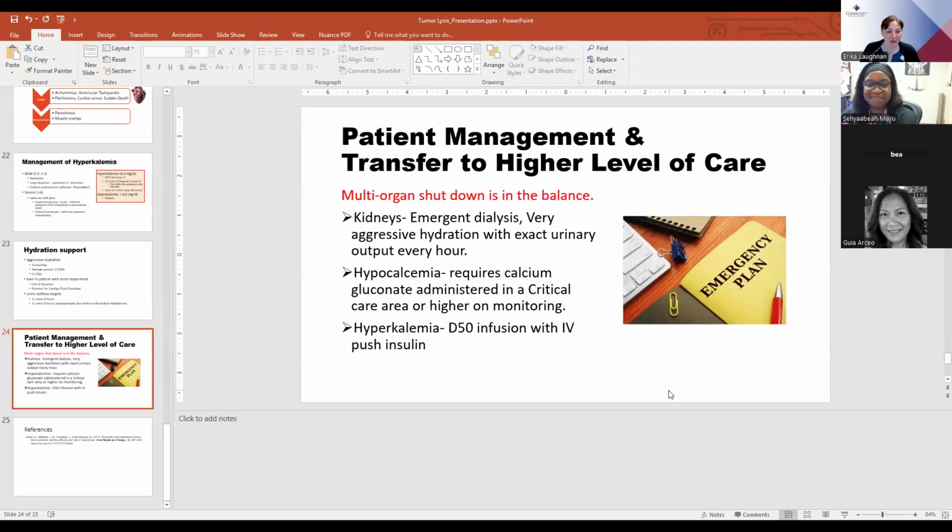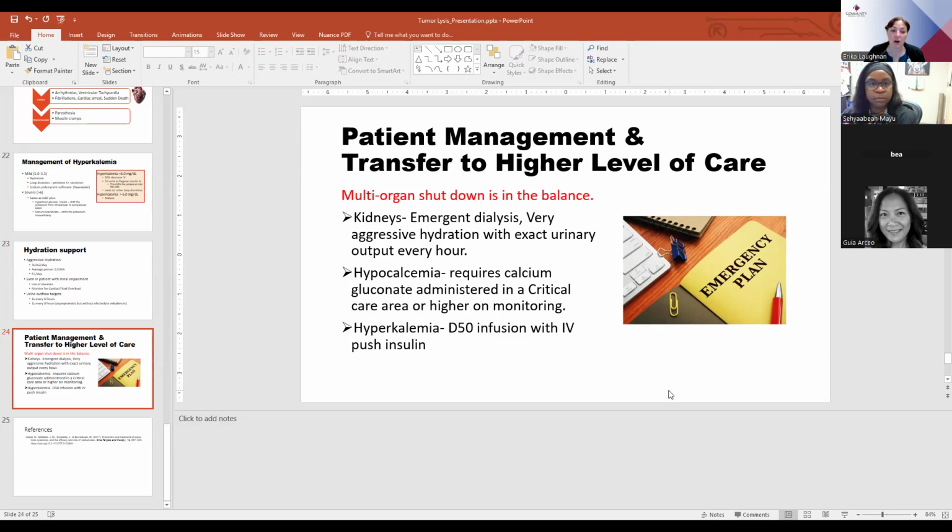So if the patient requires higher level of care interventions, like we talked about earlier, if their kidneys are shutting down and they need organ support, they need emergent dialysis, very aggressive hydration with exact urinary output every hour, monitoring for fluid overload, all of those things, that is going to be a higher level of care than a med-surg unit with 5 patients should be giving the patients, or even an oncology unit. You should not be doing that either at your 1-to-4 ratio. Hypercalcemia requires the use of calcium gluconate, so that would require a critical care location or floors. So that would be, again, a reason to transfer the patient.